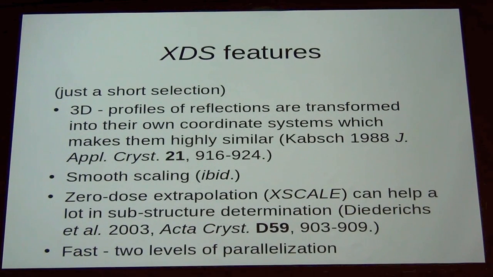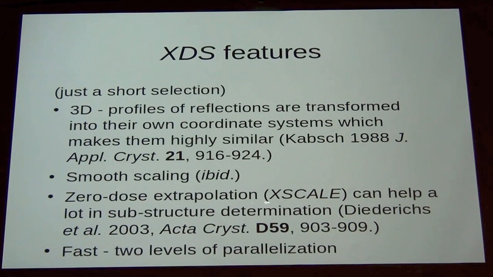And that is possible because Wolfgang Kabsch came up with a very sophisticated geometrical transformation that results in the profiles being transformed in a way that they look highly similar, maybe completely undistorted. And that is very useful because it gives highly accurate intensities in profile fitting. Smooth scaling is also explained in one of these papers. Other programs use this today as well.